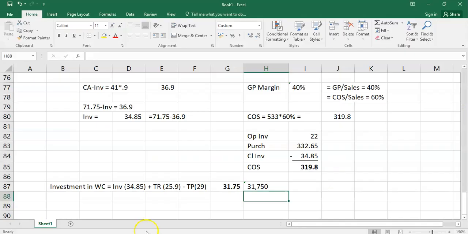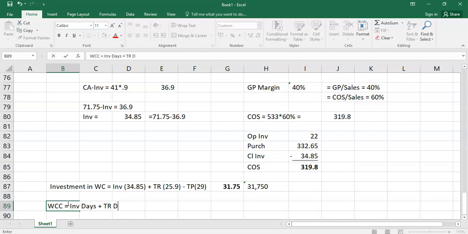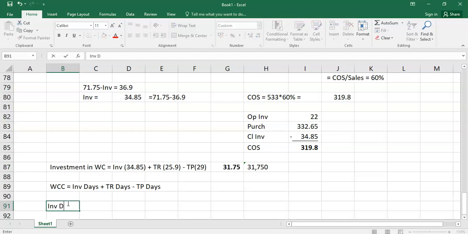How you do this, very similar. Your working capital cycle is inventory days, plus trade receivable days, minus trade payable days. And your answer is going to be in days as well. So what you're trying to figure out here is inventory days. And remember, you'll need to know the formula coming in. It won't be given to you on the day of the exam. That is not in your formula sheet.